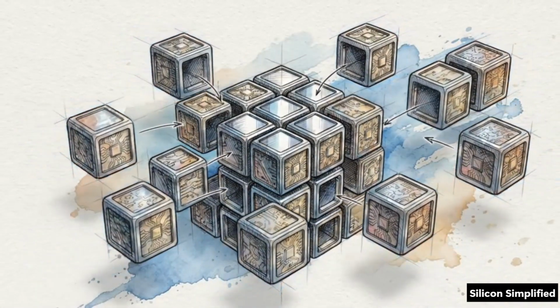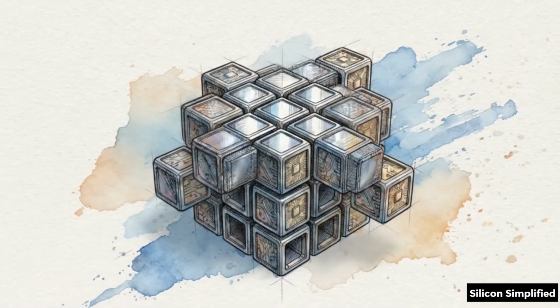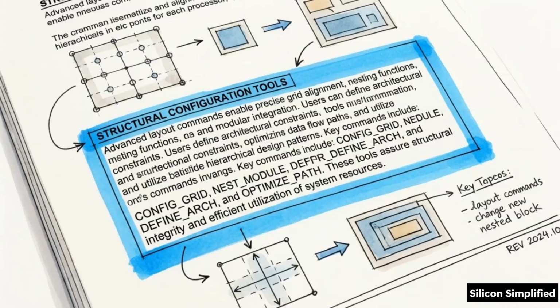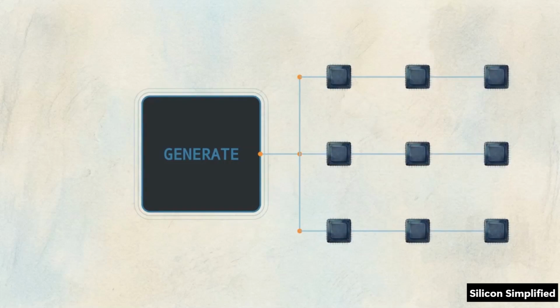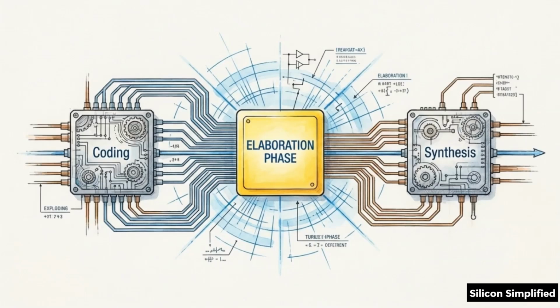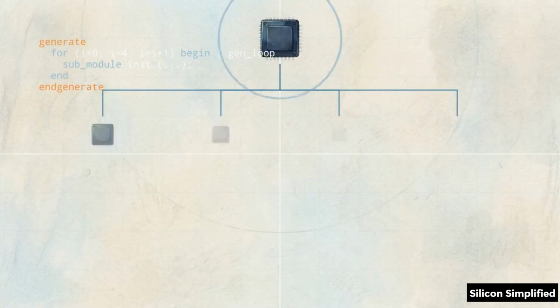The Generate construct allows engineers to use procedural programming tools, specifically loops and conditionals, to replicate and route hardware modules algorithmically. This process occurs during the elaboration phase. Before the compiler synthesizes the logic or begins runtime simulation, it evaluates the Generate blocks to map out the exact hierarchy of the circuit. By evaluating these procedural rules before synthesis, Generate blocks provide the scaling power of an algorithm while retaining the precision of gate-level structural design.